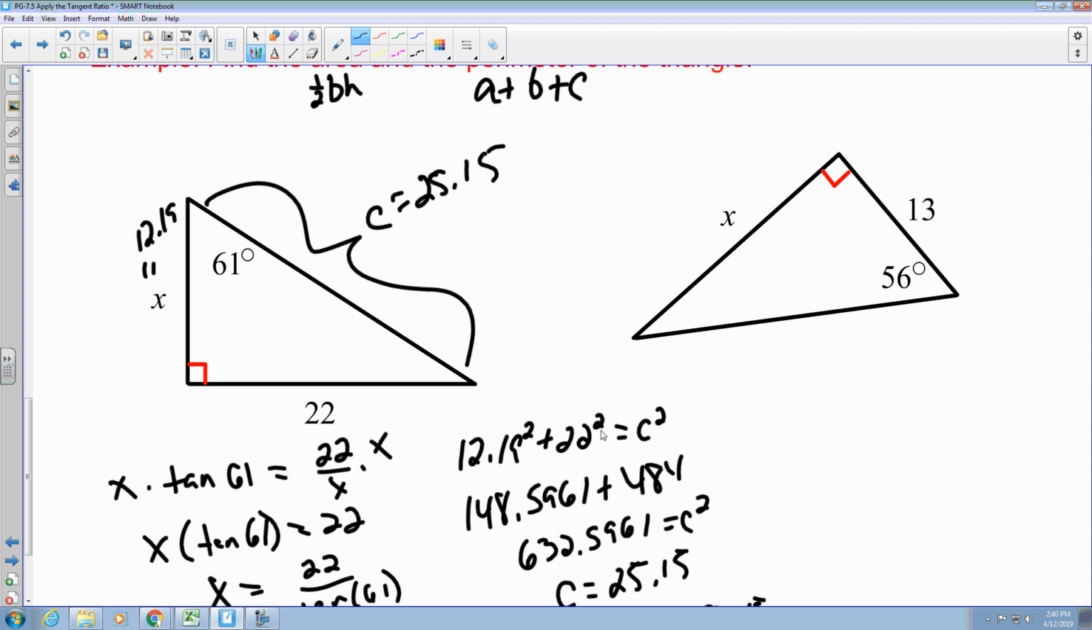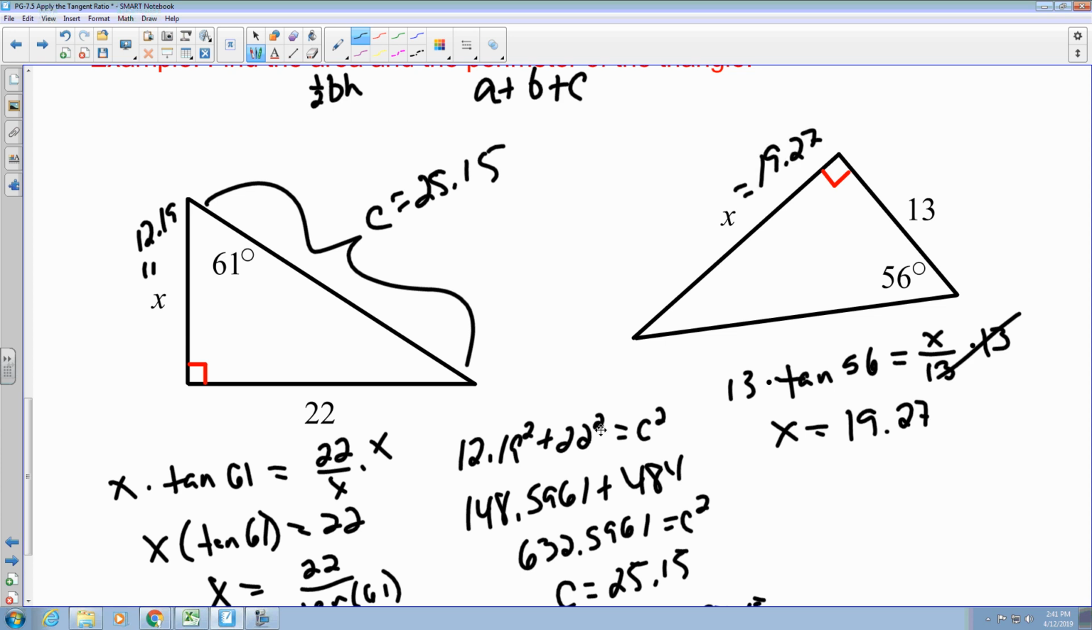Okay. Same idea that we got to do over in this triangle. We got 56 degrees as our degree measurement. We have one leg, which is 13. So to find that out, we got tangent of 56 is going to equal the opposite, which is x over 13. So multiply 13 to both sides. x is going to equal 13 times the tangent of 56 degrees, which is 19.27. So 19.27.